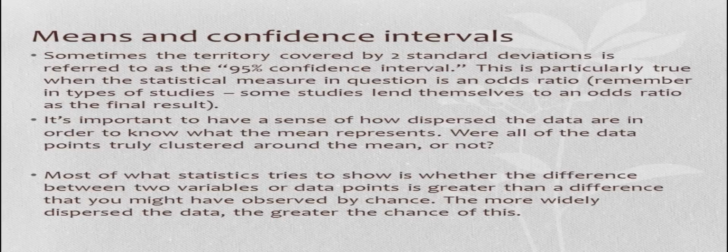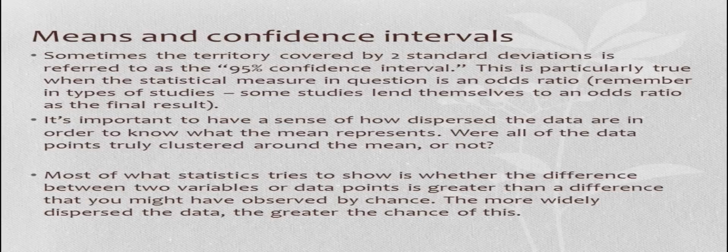So, means and confidence intervals. We talked about this a little bit with the 2 standard deviations. Sometimes the territory covered by 2 standard deviations is referred to as the 95% confidence interval, and that basically means that it contains 95% of the values in the sample population. In particular, when studies report odds ratios, since some types of studies lend themselves to an odds ratio as the final result, the odds ratio is usually reported with a 95% confidence interval.